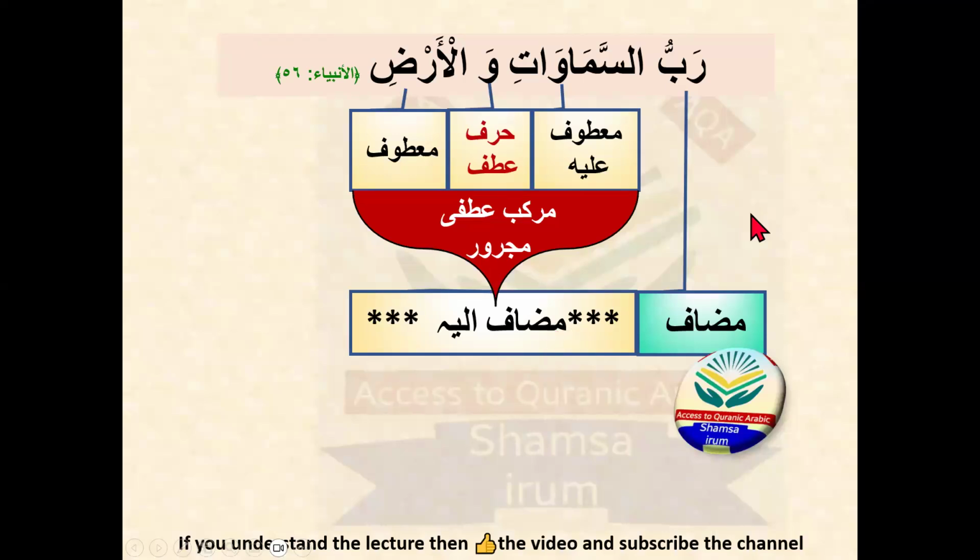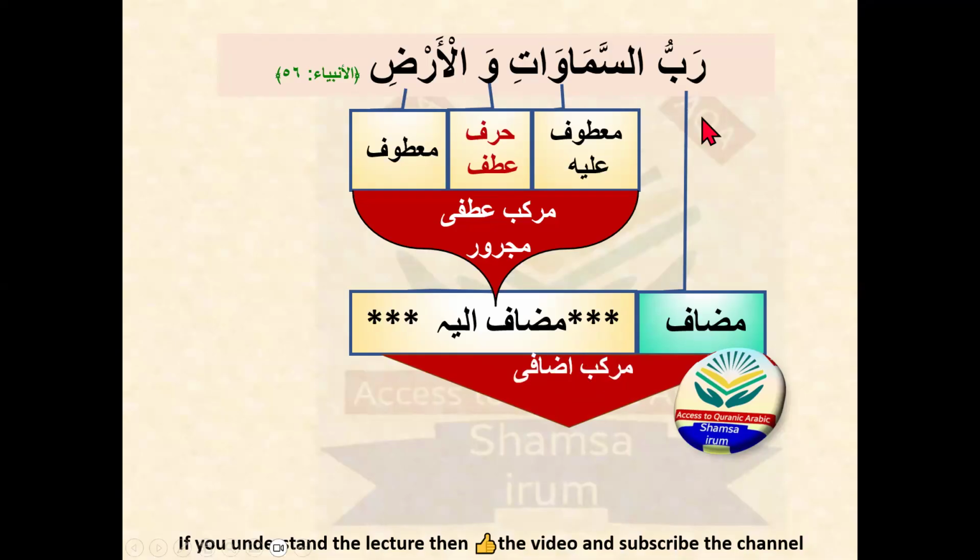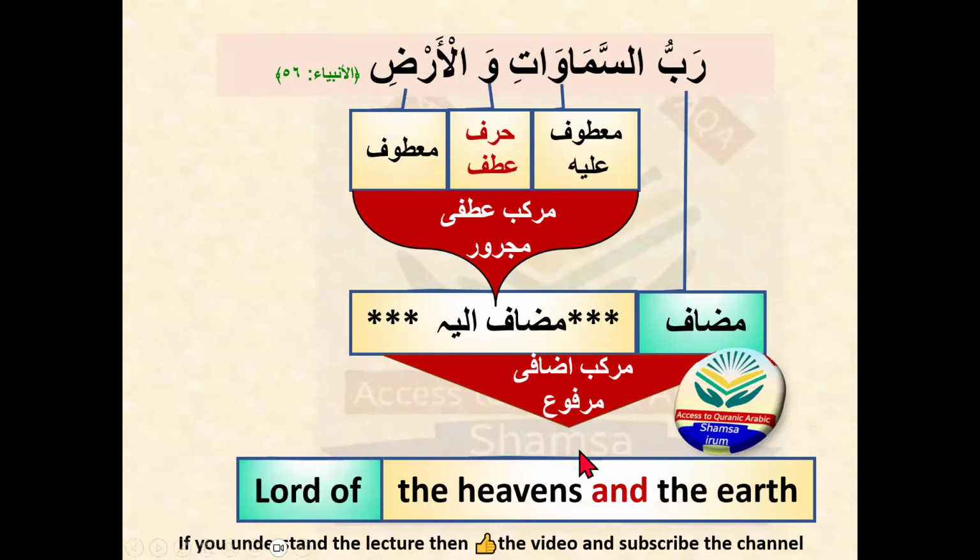So Mudaf with Mudafun Ilay makes a construction of Murakab Izafi. If I ask you what's the Irab of this Murakab Izafi, you have to check the Irab of the Mudaf. Mudaf is Marfu, so the whole Murakab Izafi is Marfu here. Translation is: Lord of the heavens and the earth.